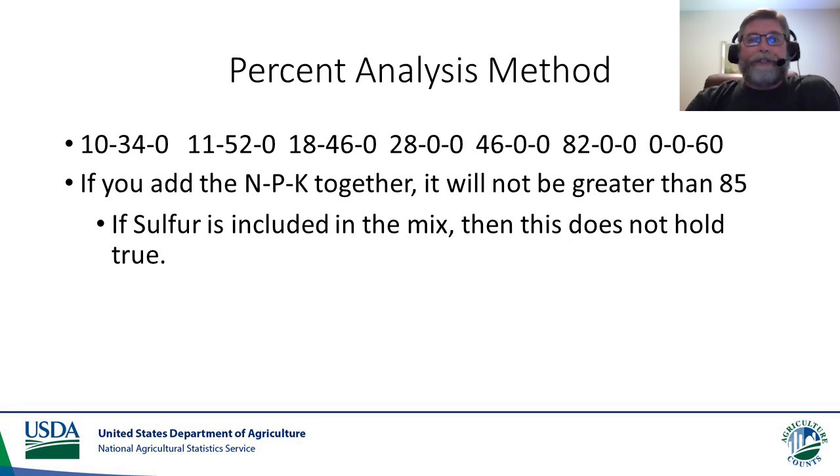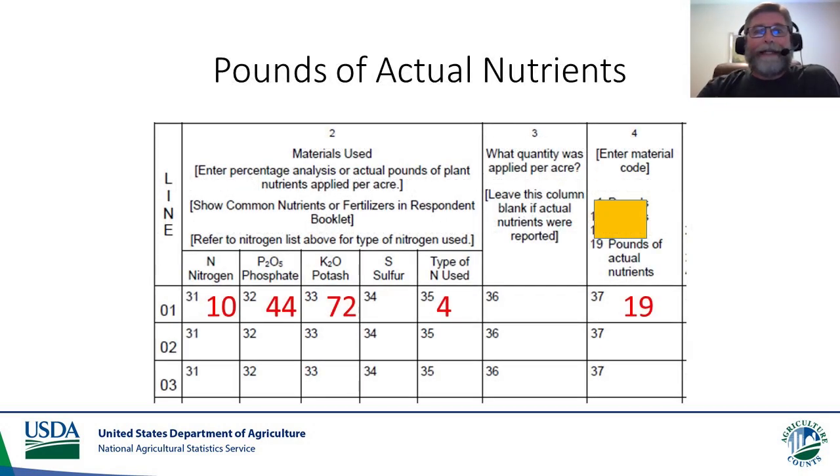No fertilizer reported by the percent analysis will have a total N, P, and K greater than 85%. If you add the three numbers together, it will not be greater than 85. If sulfur is included in the mix, then this does not hold true. When you record by pounds of actual nutrients, you have 10 in the nitrogen column, 44 in the phosphorus column, 72 in the potassium column. The column for quantity applied is left blank when using pounds of actual nutrients. And column 4, the unit code, is code 19, indicating that pounds of actual nutrients were recorded.